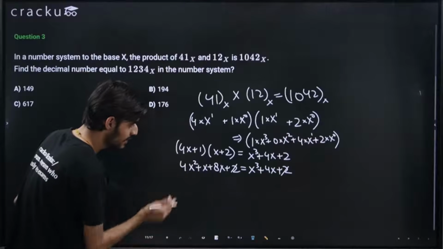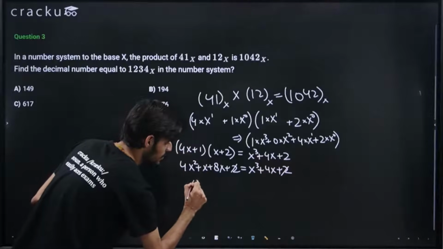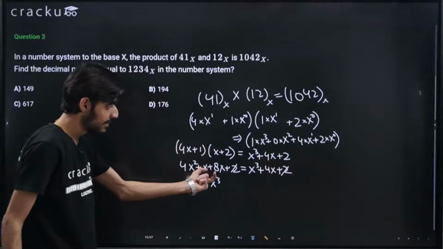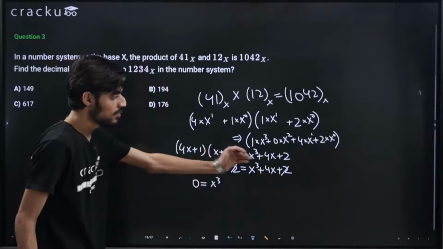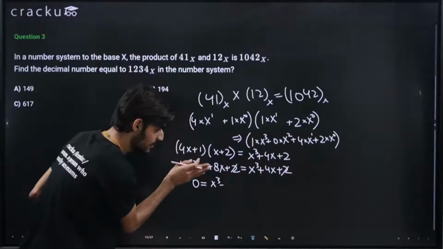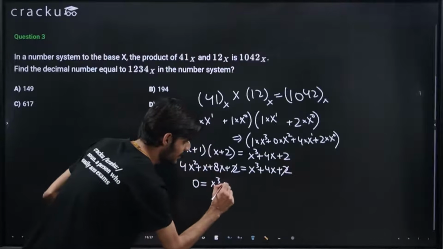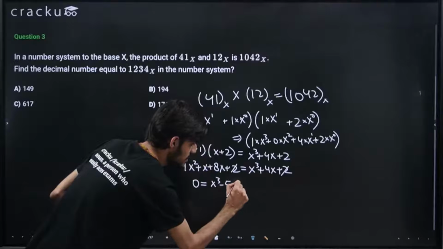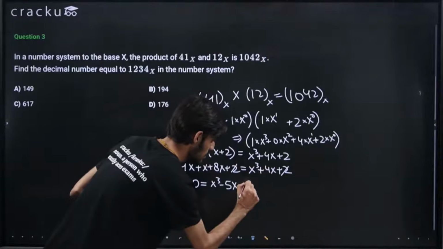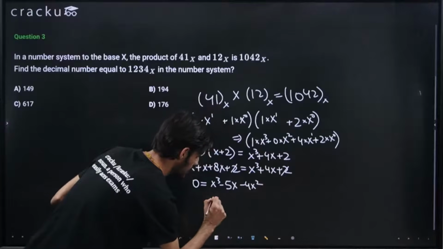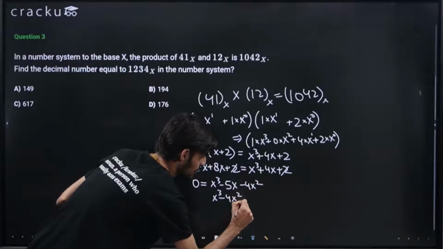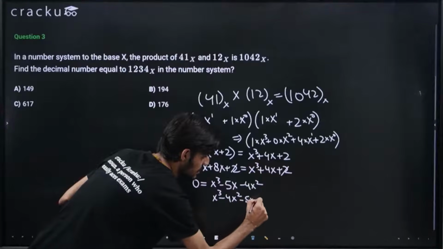So what we are left with is we can just take this to the right hand side. So we are left with x cube. So this is 4x and this is 8x plus 1x, that is 9x. So 4x minus 9x will give us minus 5x, okay, because 4x minus 9x gives minus 5x. And we are also left with 4x square. So how we should represent this is x cube minus 4x square minus 5x is equal to 0.